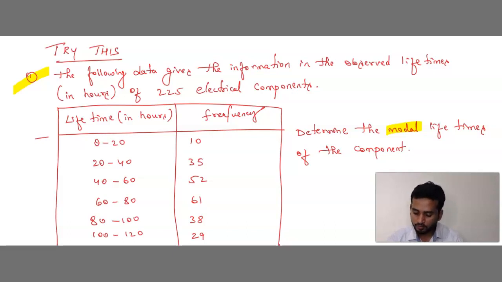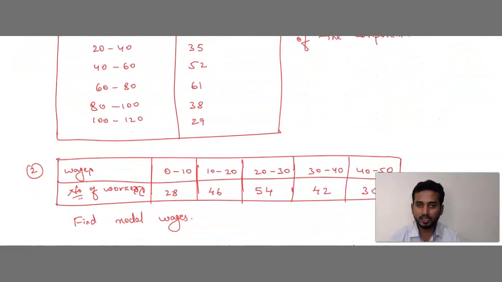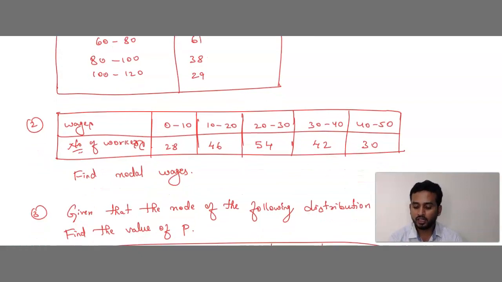Now after this we can see there is one more problem. Same thing, the headline is something, but just come to the main matter, that is wages and number of workers. 0 to 10, 10 to 20, till 50 we have, and number of workers is nothing but frequency. He is asking for the modal wages.